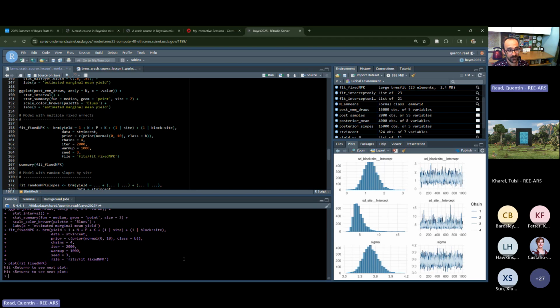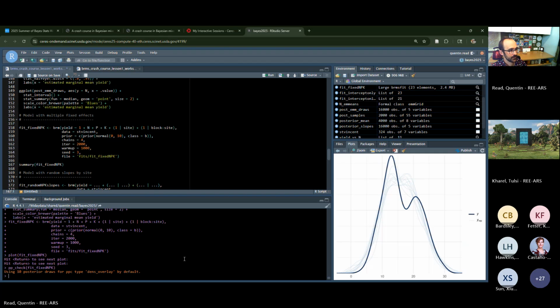And we're going to use pp_check on the same model object, fit_fixed_NPK, and that will show us if the model is a good fit to the data overall. And you can see it's getting there. The data, the black line, has sort of these two humps. Our model, the posterior distributions, don't quite capture that perfectly, but the shape of the distribution is not skewed that much, so it's pretty decent.